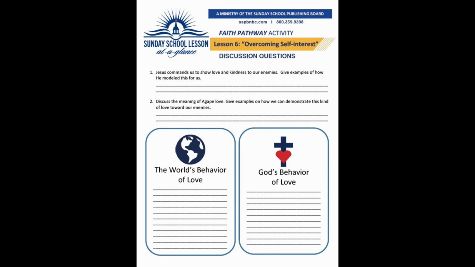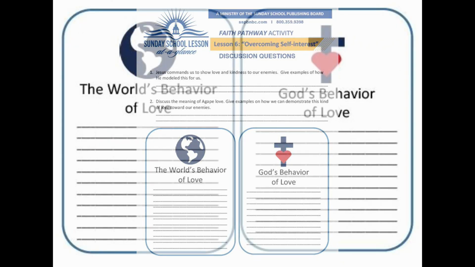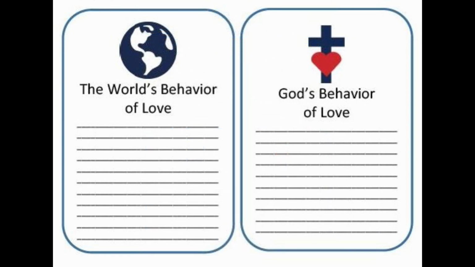Number 2, discuss the meaning of agape love and give examples on how we can demonstrate this kind of love toward our enemies. So it's important to talk about agape love, but also how can we demonstrate this type of love to our enemies. Another activity is to compare and contrast the world's behavior of love to God's behavior of love. So comparing and getting some input and discussion around the world's behavior of love and God's behavior of love.